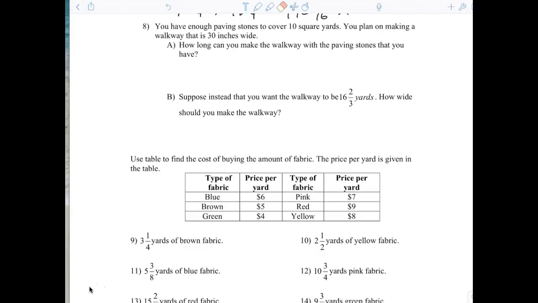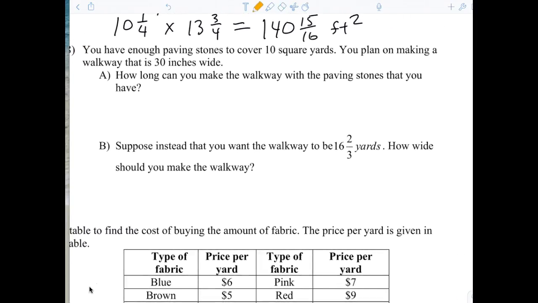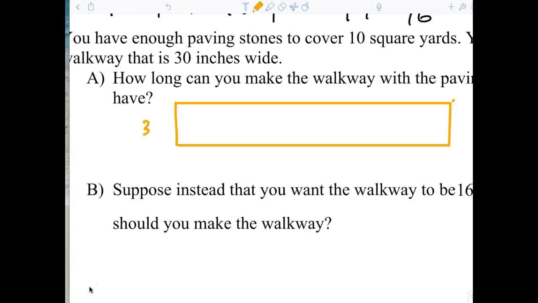It says you have enough paving stones to cover 10 square yards, which is an area, correct? Anytime somebody says squares, you know it's area. And you plan on making a walkway that's 30 inches wide. So let's make a walkway that's 30 inches wide, just so I can see what I'm doing. This walkway is 30 inches wide, so I'm going to put 30 inches here. Remember, two marks represent inches, one represents feet.